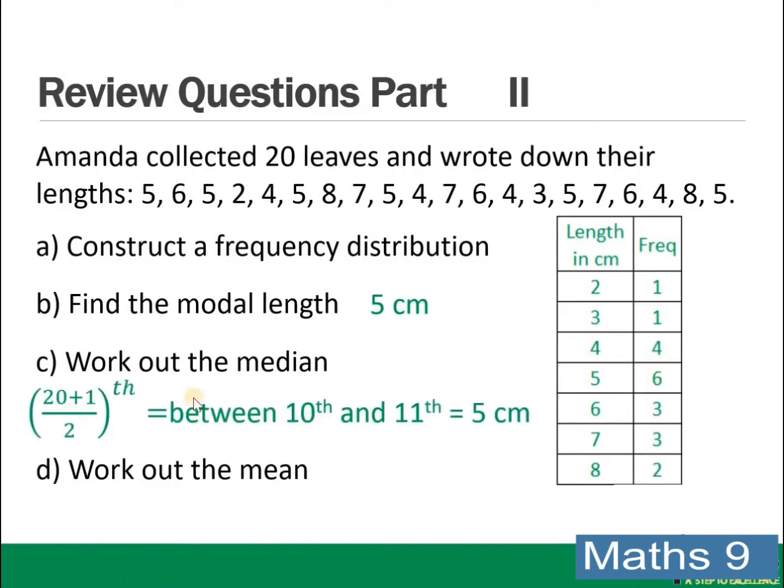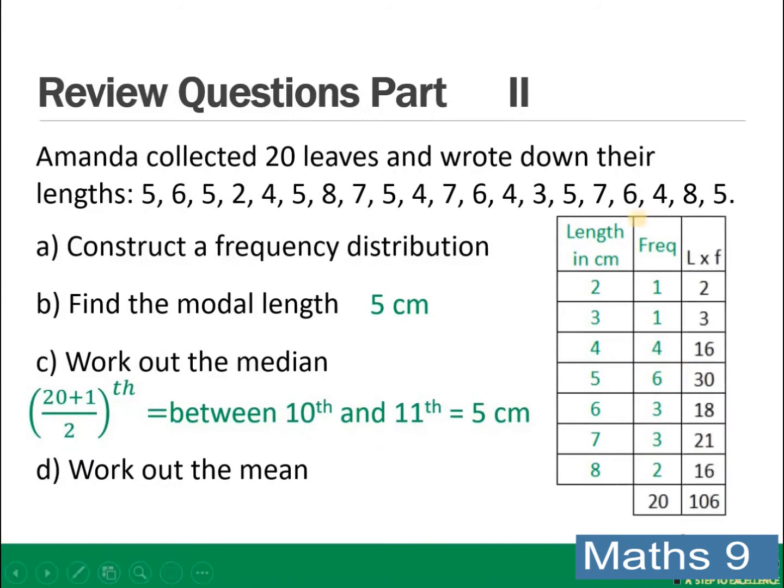For the median, there are 20 leaves altogether, so we want to do 20 plus 1 over 2, which is 10.5, so we want to find the value that's between the 10th and the 11th point. Here we've got 1 point, then another 1, then another 4, which takes us up to 6. So the 10th and the 11th data points are both within this set here, so they're both 5, so the median is 5. For the mean, we need to find out the lengths multiplied by the frequencies, add them all up to get 106, and divide by the total frequency. So 106 divided by 20, which is 5.3 centimeters.